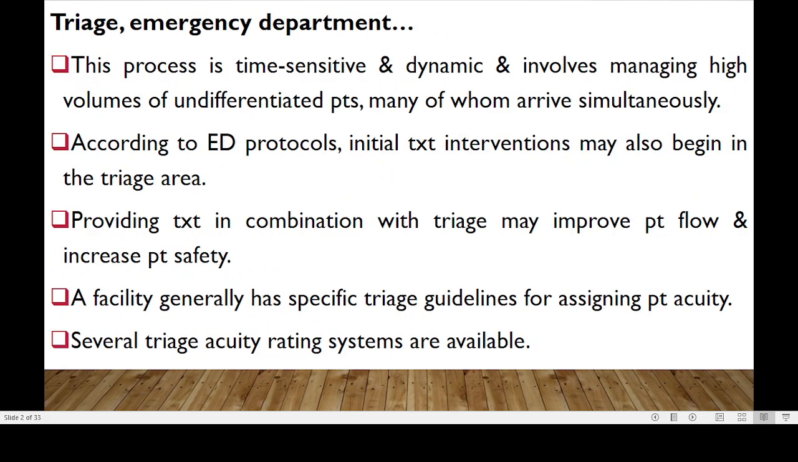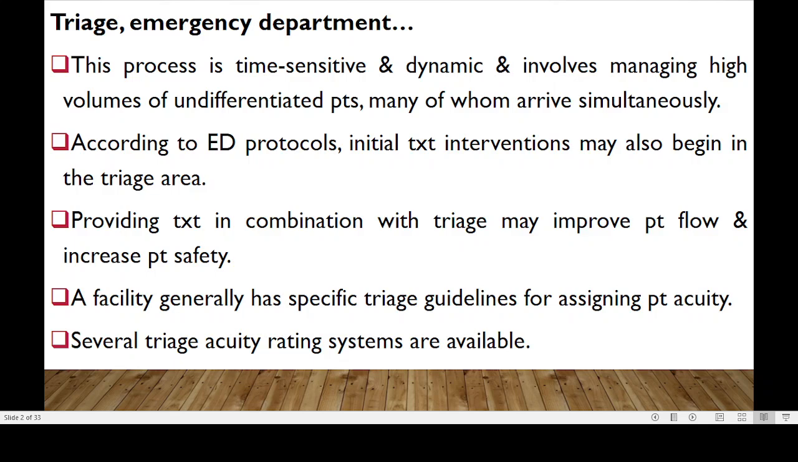So this triaging process is time sensitive and dynamic. Time sensitive, it means we have to deal within the limited time. Dynamic, the status of the patients keep on changing over time. So you have to act with precision and save time. Also, triaging involves managing high volume of undifferentiated patients, many of whom arrive simultaneously. So you have to cluster them and see who are the ones you have to start with.